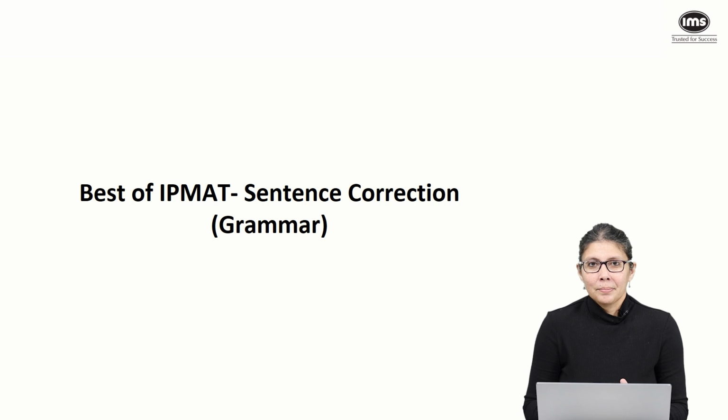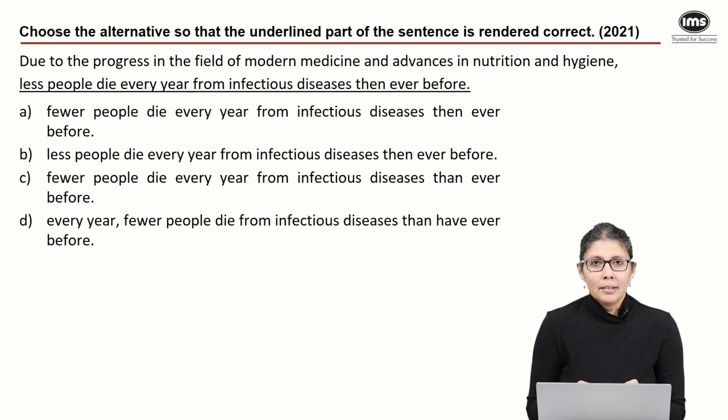Let's get started. Now, I would recommend that you pause the video here and try to solve the question on your own. While it may appear simple to get to the right answer, I also want you to reason your way through the process and make sure that you understand the grammar rule that this question is testing. So this question says, due to the progress in the field of modern medicine and advances in nutrition and hygiene, less people die every year from infectious diseases than ever before.